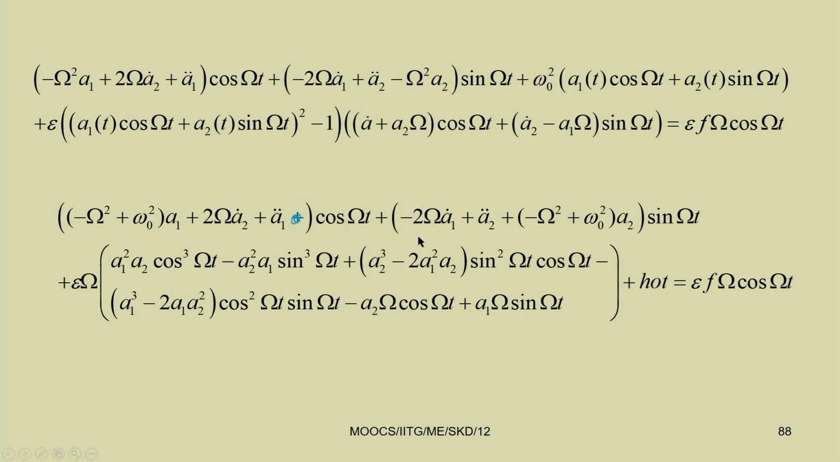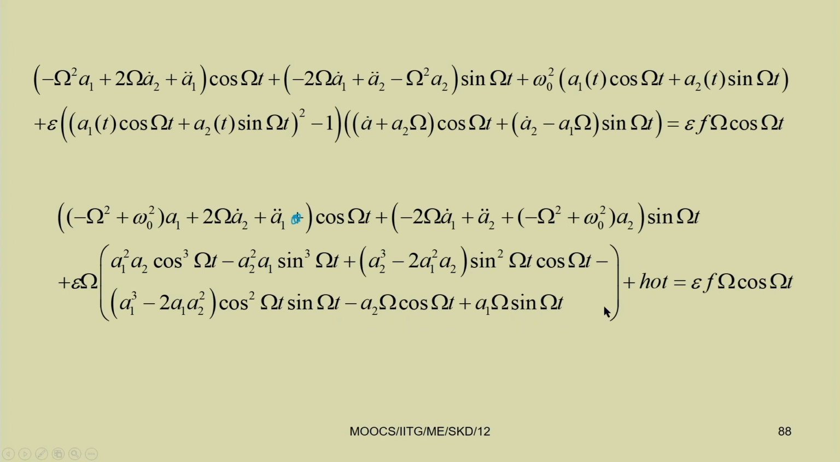Similarly, this becomes plus minus 2 omega a1 dot plus a2 double dot plus minus omega square plus omega 0 square a2 sin omega t, then epsilon omega into, so all these terms will be there, that is a1 square a2 cos cube omega t minus a2 square a1 sin cube omega t plus a2 cube minus 2 a1 square a2 sin square omega t sin omega t, then minus a1 cube minus 2 a1 a2 square cos square omega t into sin omega t minus a2 omega cos omega t plus a1 omega sin omega t.